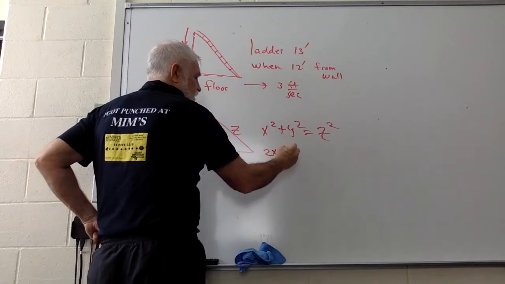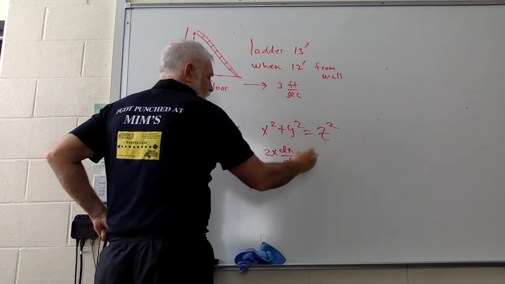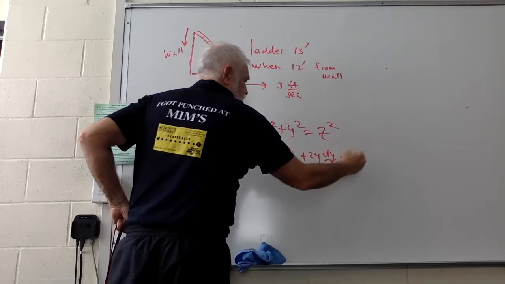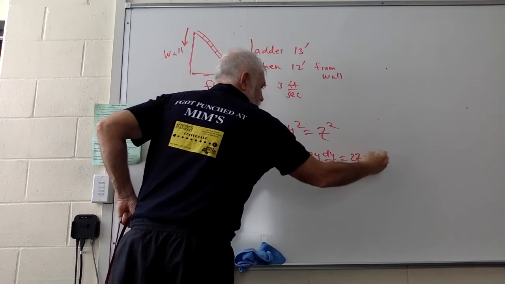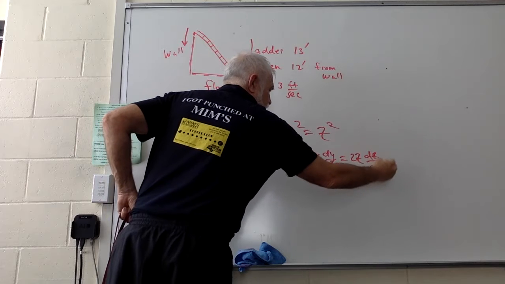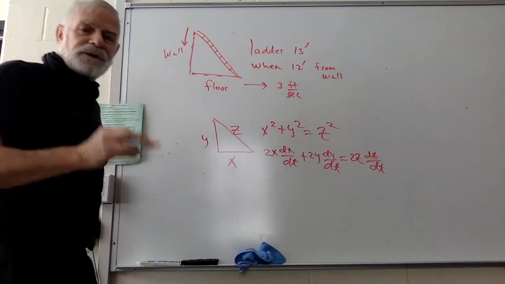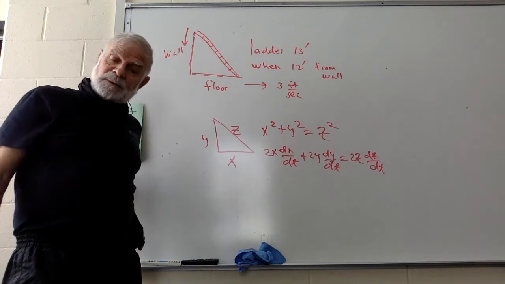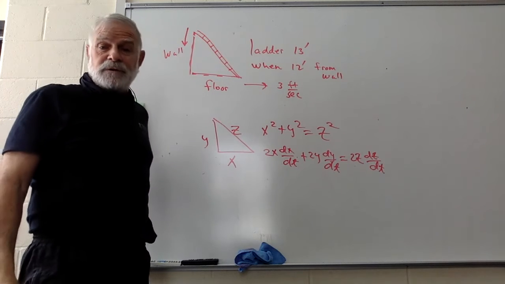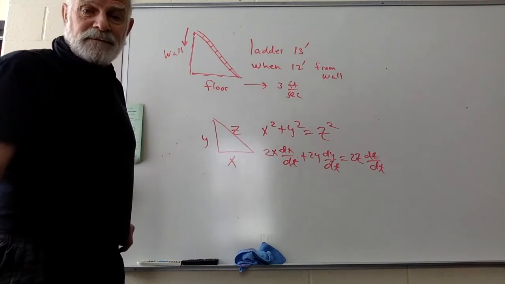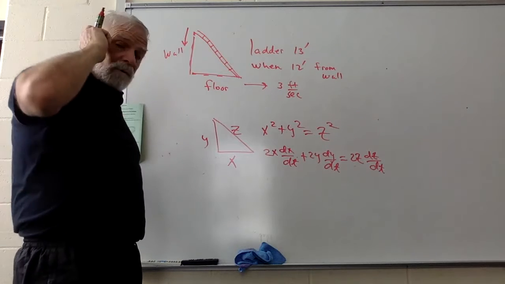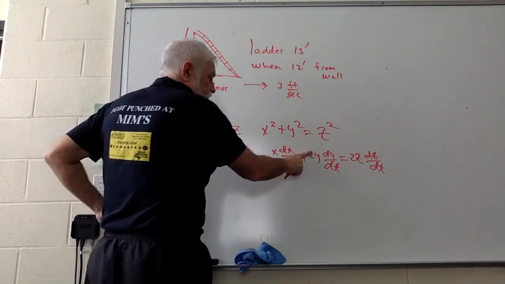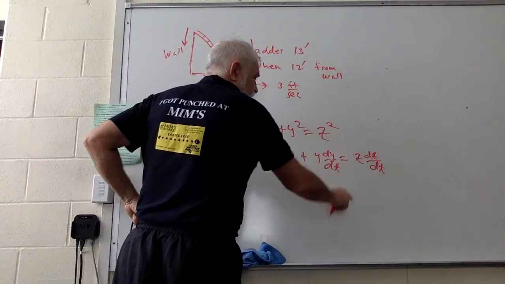2x dx/dt plus 2y dy/dt equals 2z dz/dt. Again, there's a nice video out there about implicit differentiation and how the numbers work in it. If you want to get inside this a little bit more so that you can actually see and get a feel for the numbers, go back to that video and have a go. I'm going to divide everything by 2, make life easier for myself.